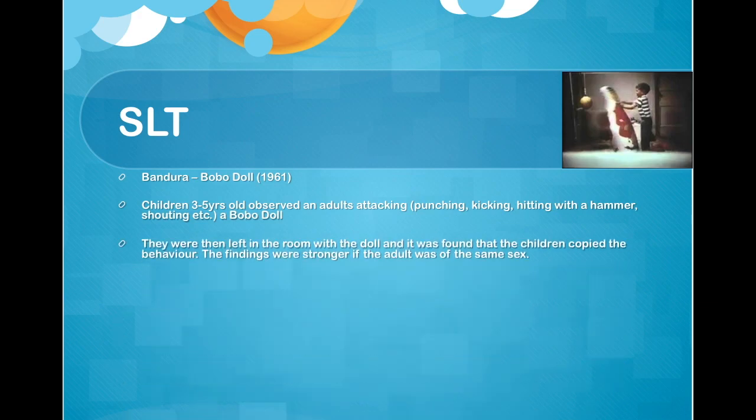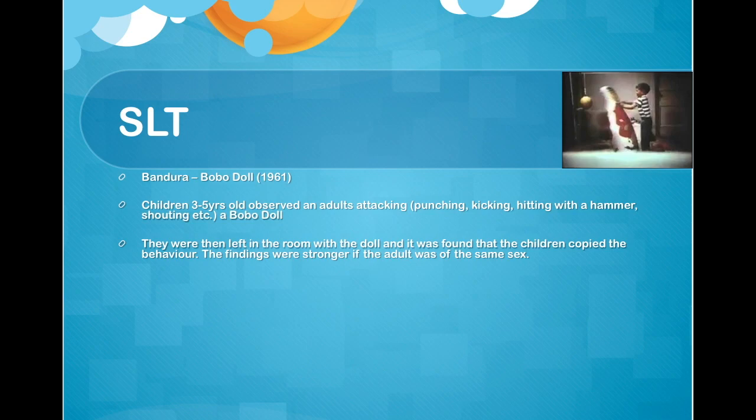And what they found, unsurprisingly, was that the children who had observed the adult being aggressive towards the doll, when put in the room with the Bobo doll, imitated that behaviour. So this supports the idea of social learning theory. What we see, we then do.